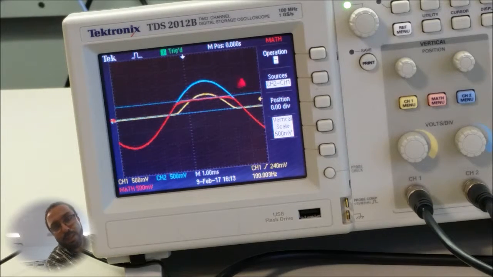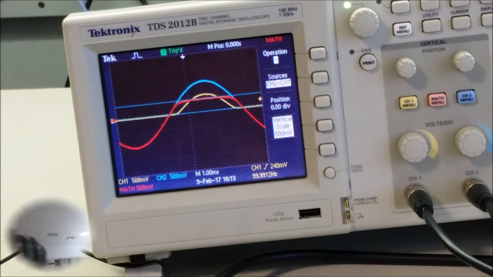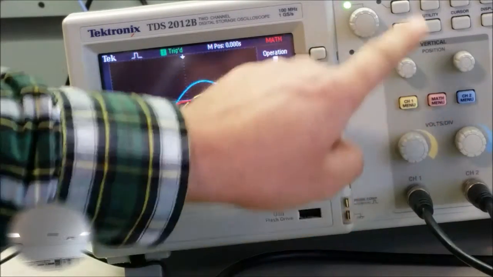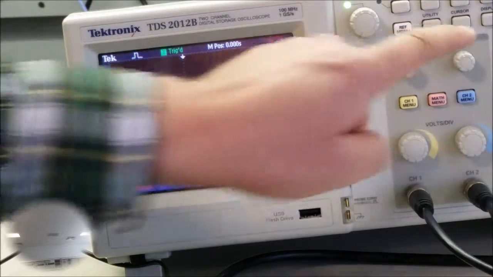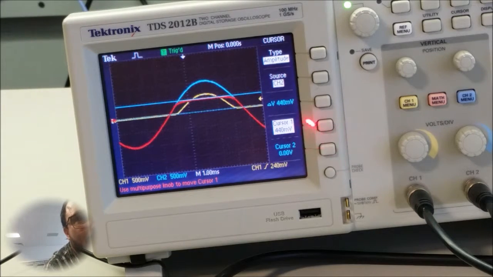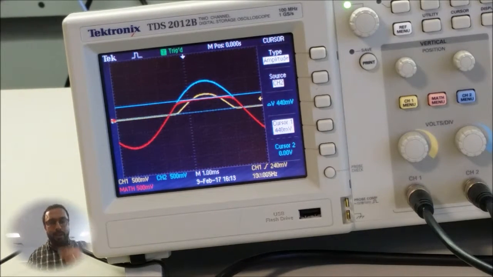Not only that, the value of the difference between the input and the output, which is V naught, is equal to, let's see, what is that? We need the cursor. Where is the cursor? Here's the cursor. So it's equal to this value. You see this value here? That's where the cursor is. So it's at 440 millivolt. And that's exactly the barrier of the diode. So we have seen now, and we know now, the voltage barrier of that diode is exactly 440 millivolt.